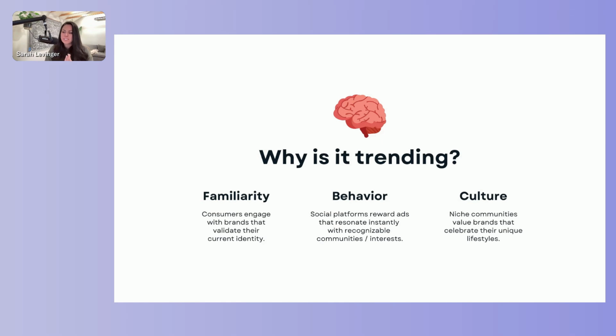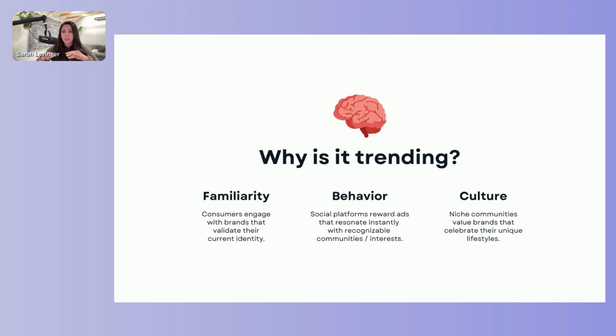So why is it trending? Very first, I would say familiarity is incredibly important for brands, right? Consumers are going to engage with those brands that validate their own identities. So if you feel familiar, oftentimes consumers are going to come into your ecosystem just because they like how you feel. Second to this behavior, obviously, like we just talked about, social platforms are already doing this. They reward a lot of ads that kind of resonate with who you are as a person.